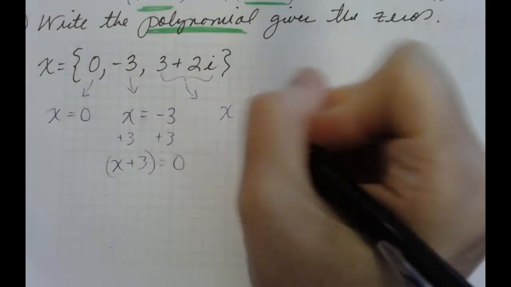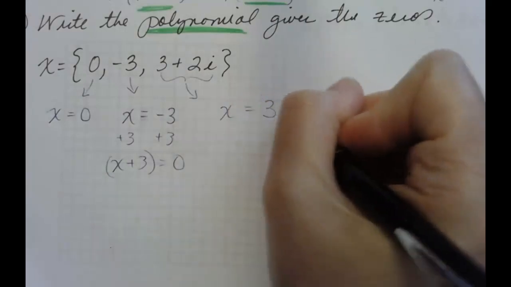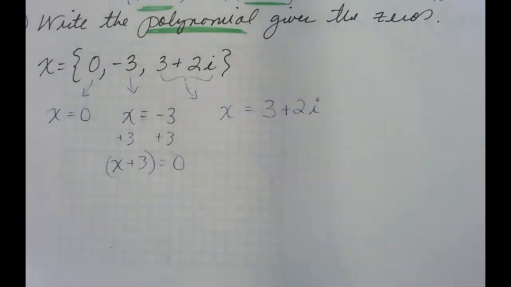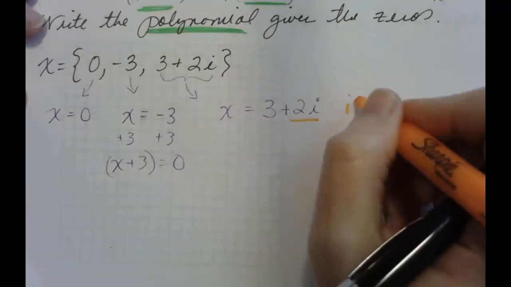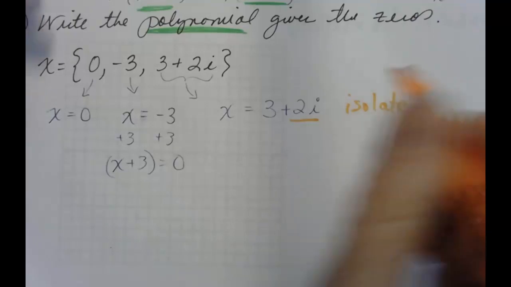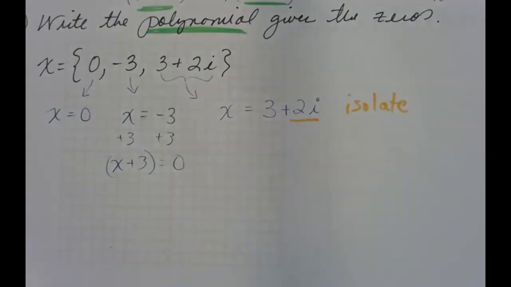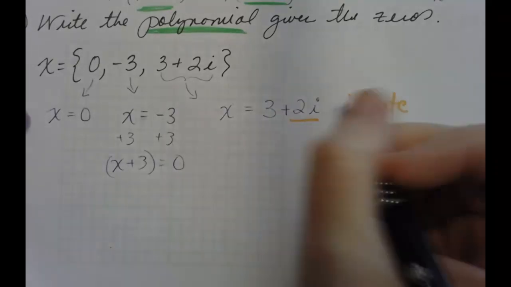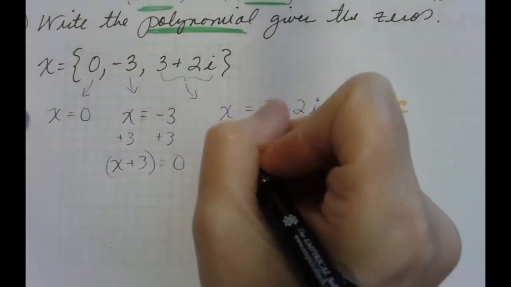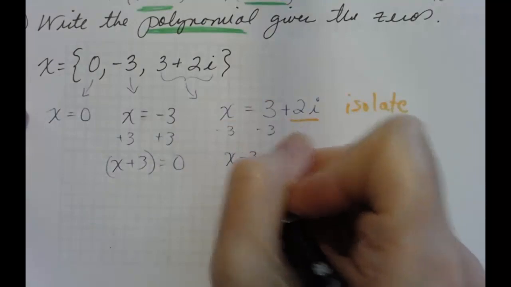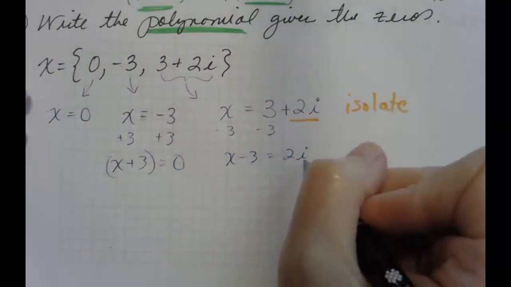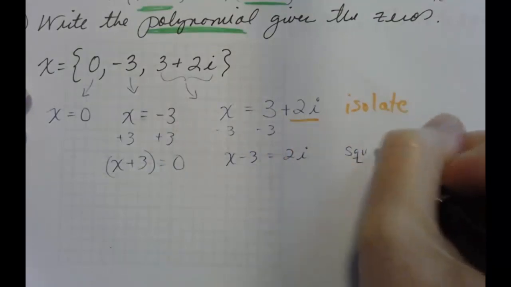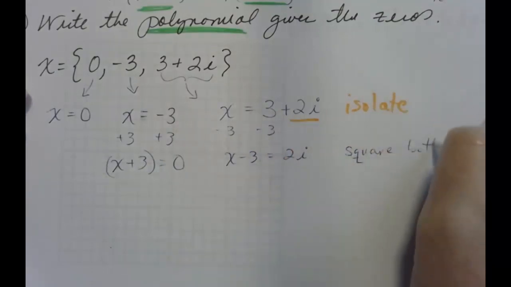Next, x equals 3 plus 2i. Remind yourself that we want to isolate that i term. It's just like isolating the radical, because i is by definition a radical. So we're going to start by subtracting 3. We get x minus 3 equals 2i. And then in order to get rid of that i, we need to square both sides.